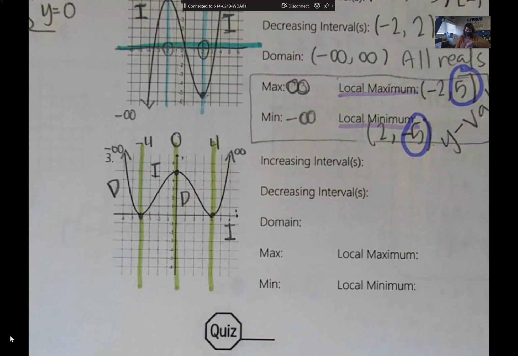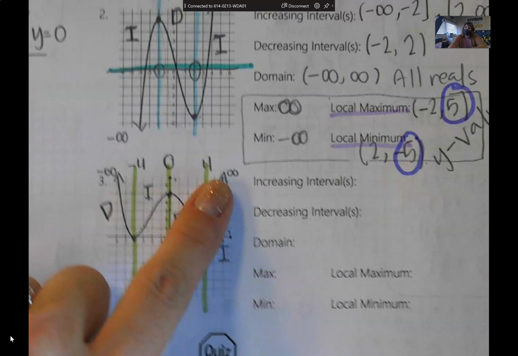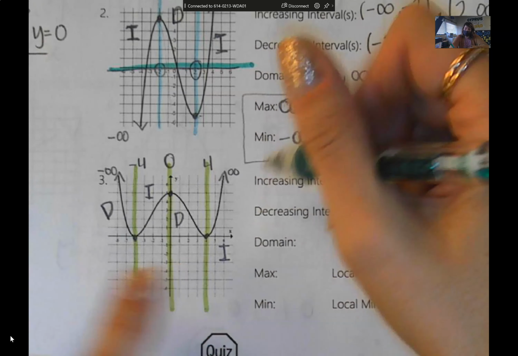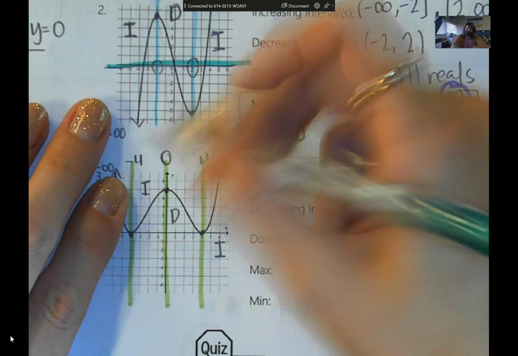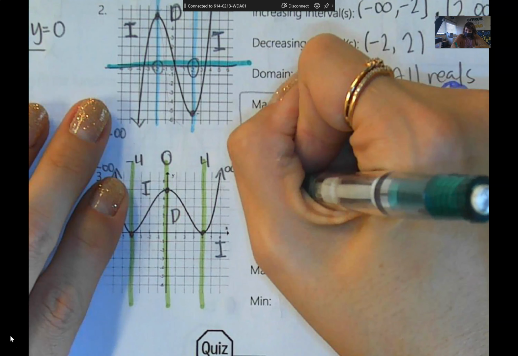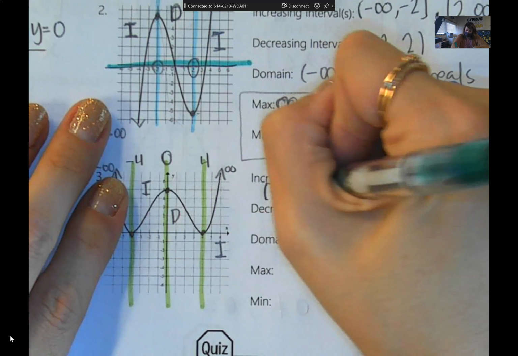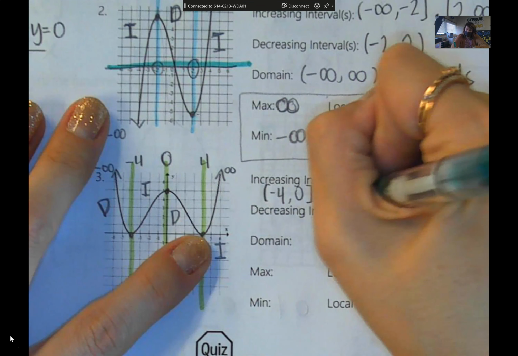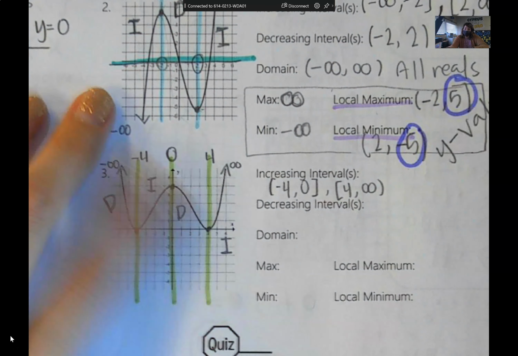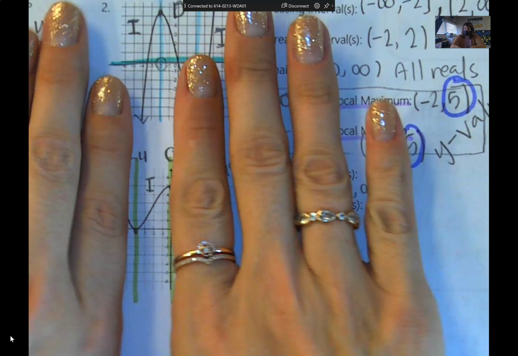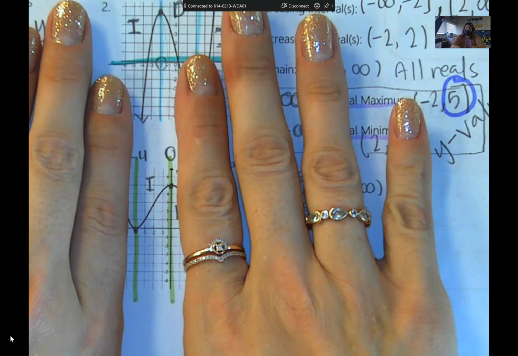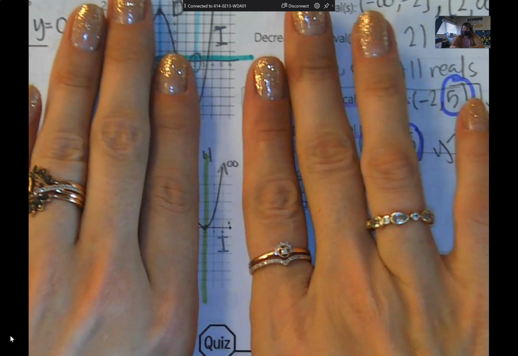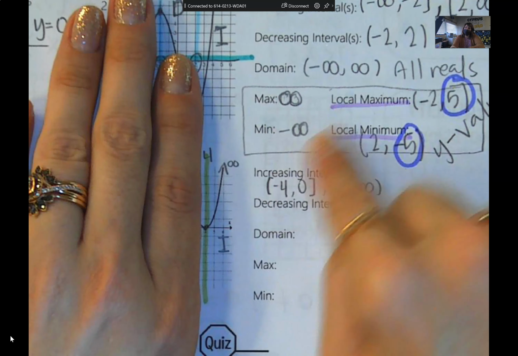Okay. So we already have all the numbers we need to list that, because remember, these are all the x values. So we wrote them up here at the top. This one is increasing, so I'm just going to look for my increasing intervals, from negative 4 to 0, and then from positive 4 to infinity. So this first increasing interval starts at negative 4 and goes to 0 on the x. Then this one starts at positive 4 and goes toward infinity.